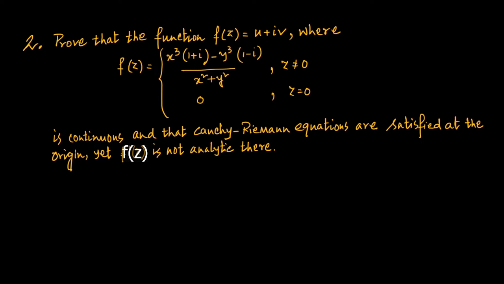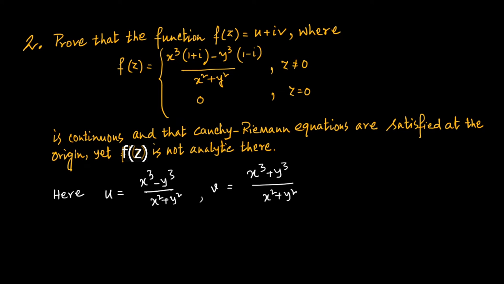See here, if you look at the function, u can be written as x cube minus y cube divided by x square plus y square, and v can be written as x cube plus y cube divided by x square plus y square, when z is not equal to 0, and both are 0 when z is equal to 0. I hope you understand that by u, I mean u of x, y, means u is a function of x and y. Just separate the real and imaginary parts.